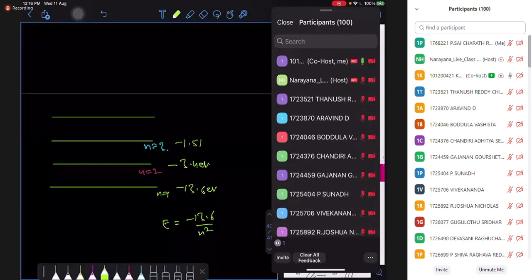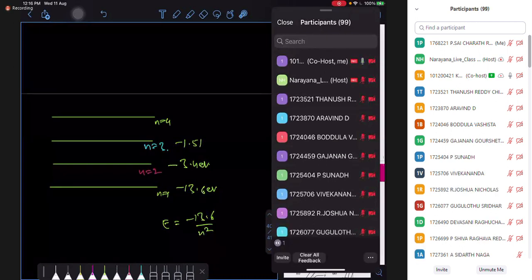And the next one, n equal to 4, you also remember. Up to 1, 2, 3, 4, up to 4 only, just remember this. So 13.6 divided by 16, getting 0.85. So these are the energy levels, that much you remember. That is for Z equal to 1.